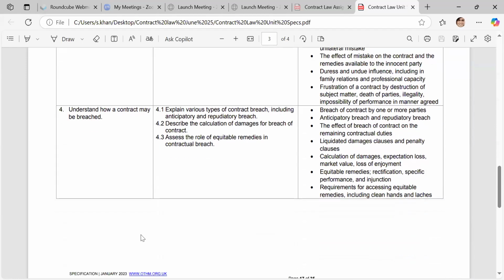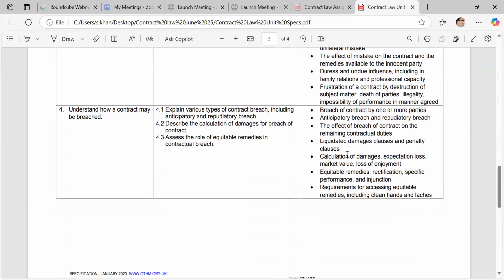And then finally, we look at learning outcome 4, which is to understand how a contract may be breached. We look at 4.1, explain various types of contract breach, including anticipatory and repudiatory breach. 4.2, describe the calculation of damages for breach. And 4.3, assess the role of equitable remedies.